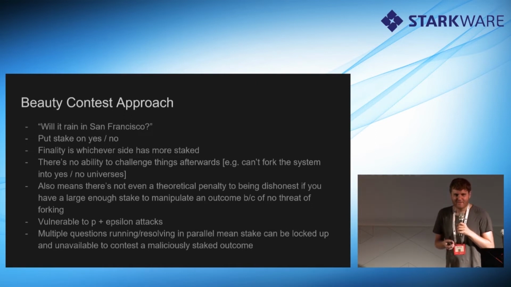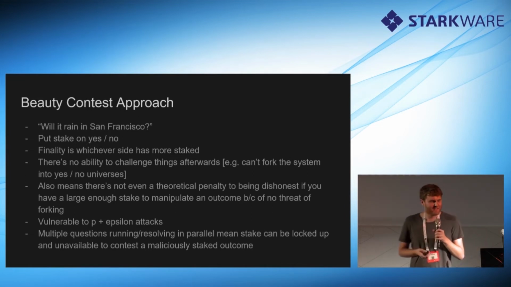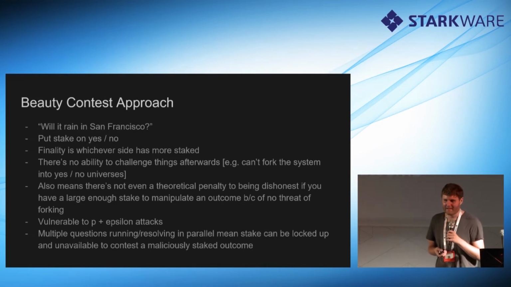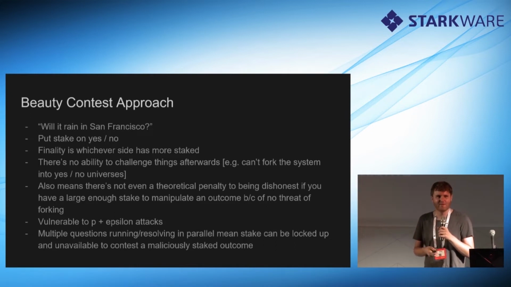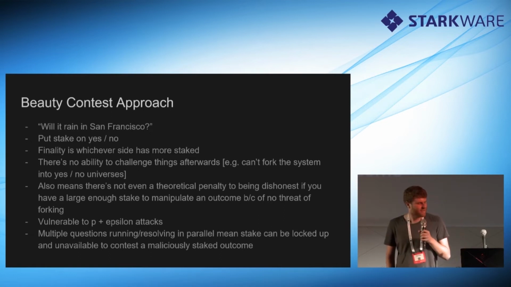The next approach is basically a souped up version of Schelling coin. So it's basically kind of a beauty contest approach. This comes from John Maynard Keynes. He had this concept called a beauty contest. It's like an actual economics term. What it means is very simple: you're basically just picking what you think other people will pick. And so the example is, will it rain in San Francisco?